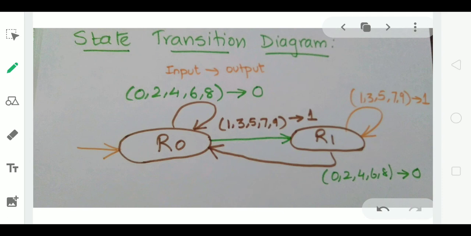Now again from the machine function, R1 with input 1, 3, 5, 7, 9 produces output 1. Now from the state function, R1 with the input 1, 3, 5, 7, 9, where is it going? It is going to itself. That's why we have this loop. This is how we generate it. We have generated the FSM for checking whether a binary decimal number is divisible by 2. Thank you.